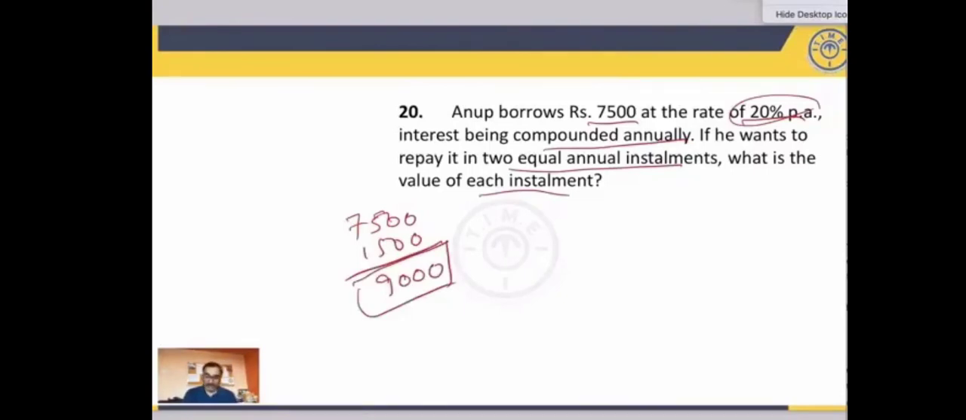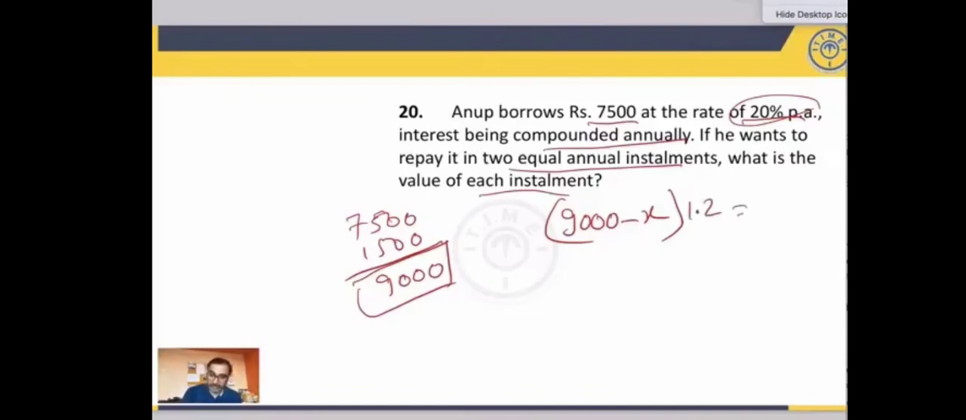But what he says is that he is paying some money. How much is that money? We don't know. We will take X as the money he is paying. Out of this, the balance is 9000 minus X. This 9000 minus X is paid after 1 more year. That means on the balance amount, interest has to be calculated. At 20%, the amount would have been 1.2.